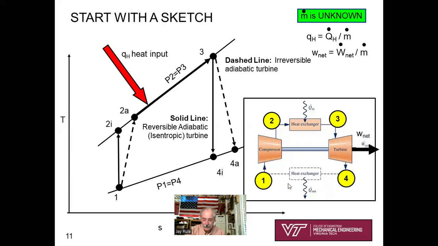Here's what our sketch looks like. We're going to draw out two things. One is a sketch of our equipment, labeling states 1, 2, 3, and 4. Compressor process, adiabatic compressor, 1 to 2. Constant pressure heat addition, 2 to 3. Adiabatic turbine process, 3 to 4. Do you see a shaft coming out of the heat exchanger? Is the heat exchanger lifting a weight? No. So that tells me that there's no power or work associated with the heat exchanger process 2 to 3.